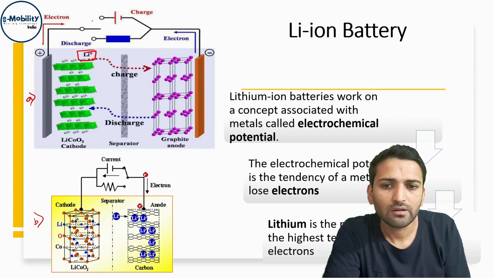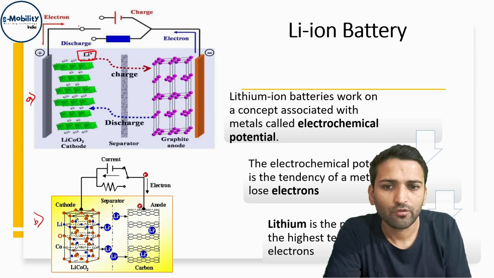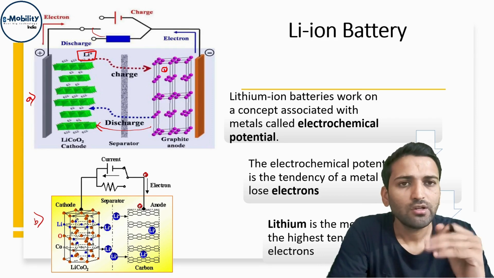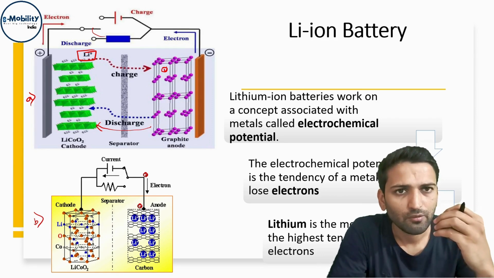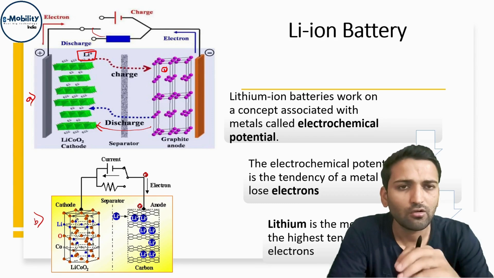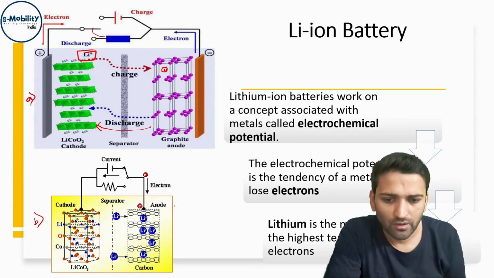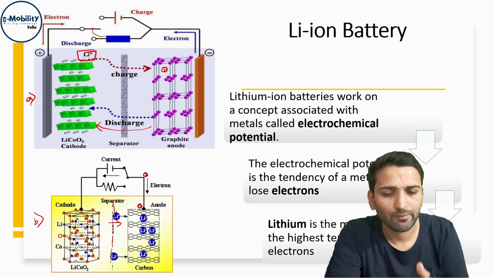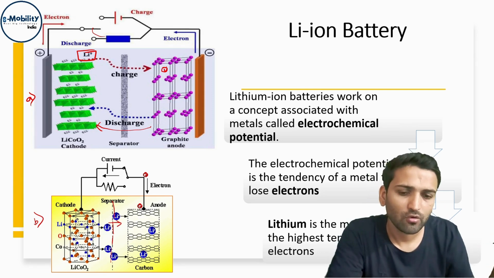Here the discharging is shown. Whenever the discharging happens, the lithium ions which are trapped here will move towards the cathode side, and during charging the lithium will lose its electrons, and the electrons will be going towards the anode side. Here the separator is shown, and you can see that when charging is happening, the lithium ions are crossing the separator and going towards the graphite.